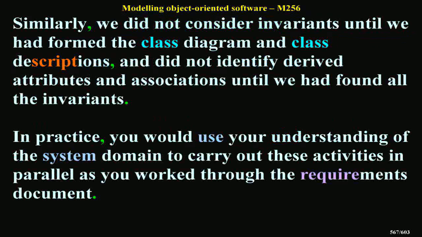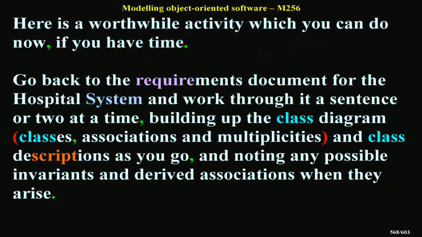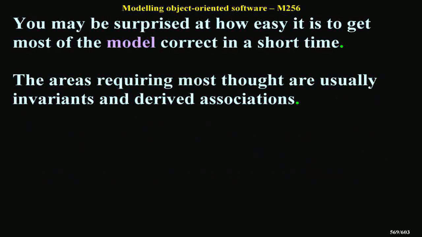In practice, you would use your understanding of the system domain to carry out these activities in parallel as you work through the requirements document. Here is a worthwhile activity which you can do now, if you have time. Go back to the requirements document for the hospital system and work through it a sentence or two at a time, building up the class diagram classes, associations and multiplicities and class descriptions as you go, and noting any possible invariants and derived associations when they arise. You may be surprised at how easy it is to get most of the model correct in a short time. The areas requiring most thought are usually invariants and derived associations.